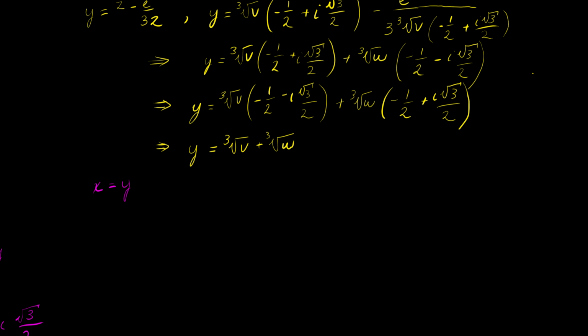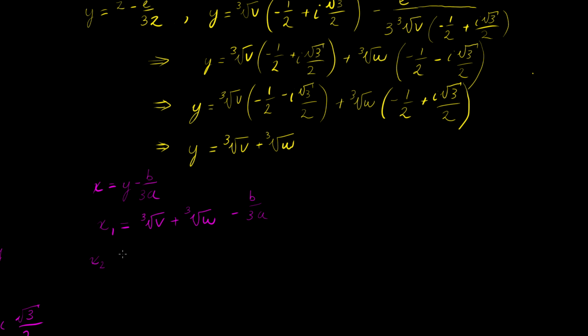So we know that x is equal to y minus b over 3a. So we take our y values and then we just subtract b over 3a from them. So our first solution to any cubic is going to be the cube root of v plus the cube root of w minus b over 3a. That's our first solution to any cubic.